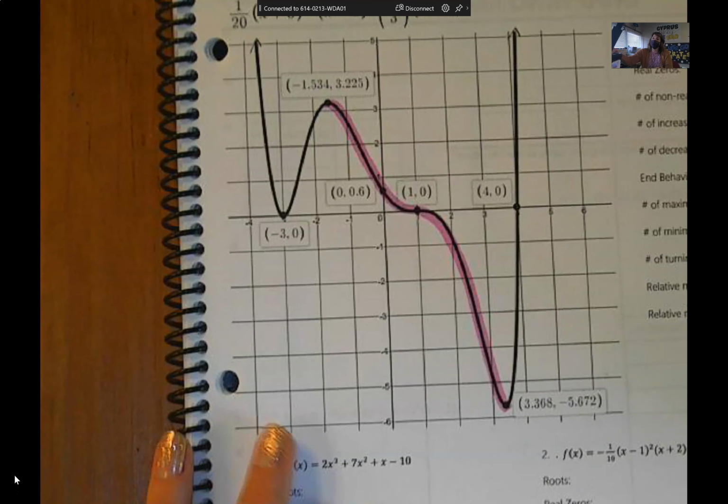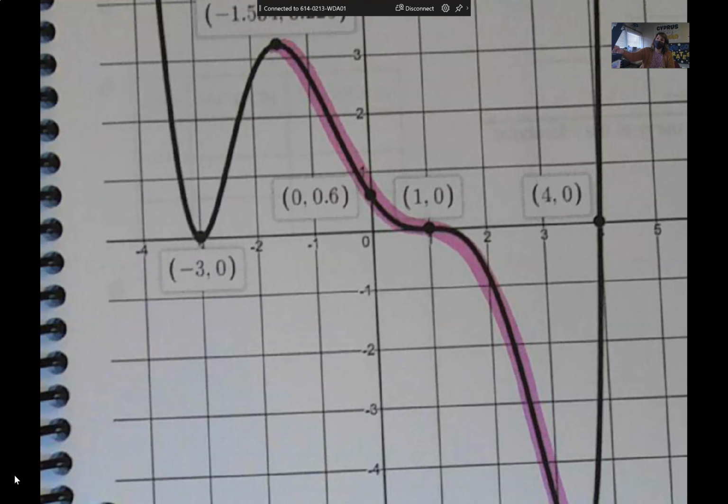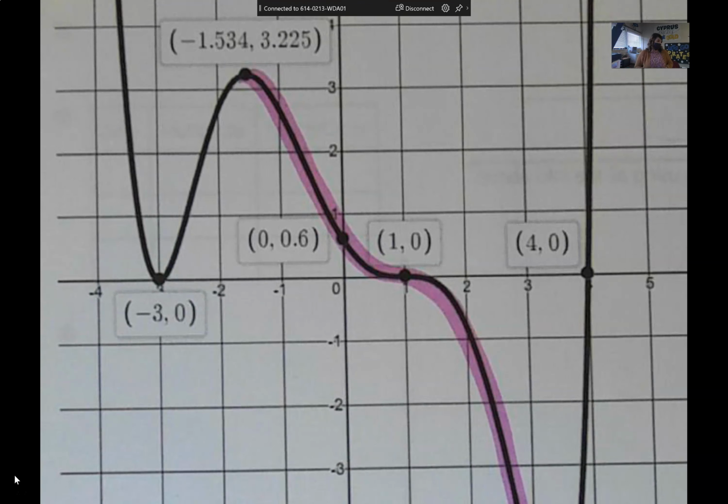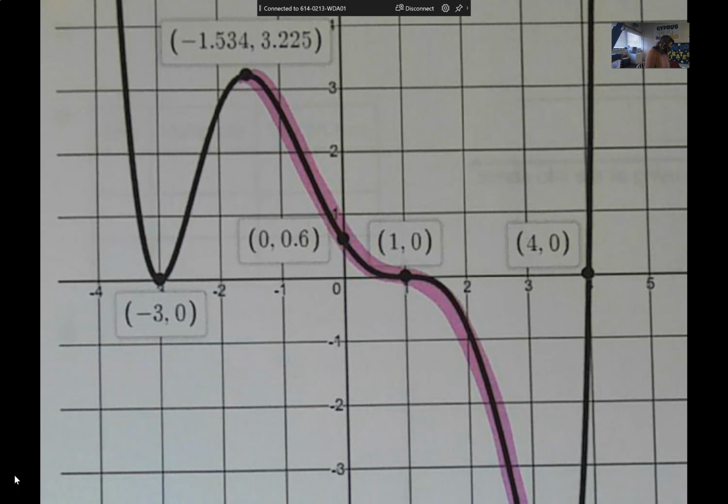Okay, last one that I want to do before I let you do the quiz is, what are the zeros? So remember, this is where we touch or cross the x-axis. What are our zeros?